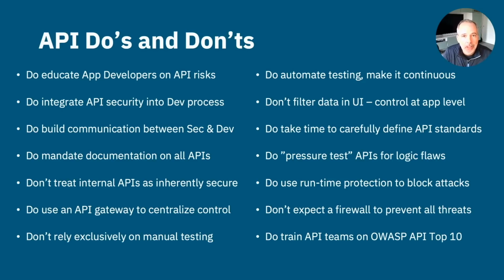Don't treat internal APIs as inherently secure. They may be harder to find, but attackers are pretty clever, and we've seen many internal APIs get accessed in unexpected ways. Do centralize API management and control in something like a gateway. Many organizations end up using multiple gateways, which is fine. Just use some platform to manage all your APIs in a consistent way.